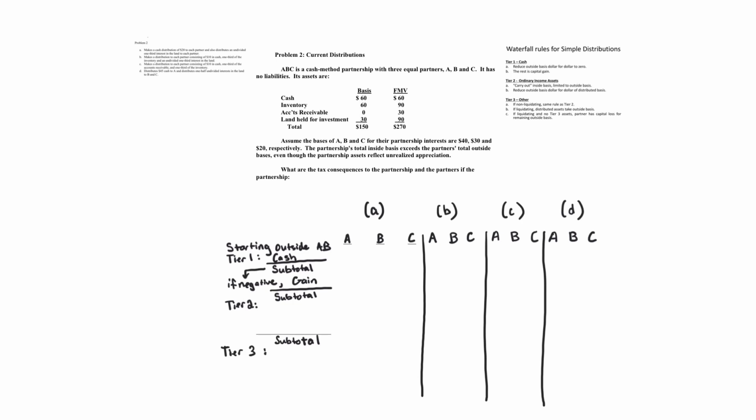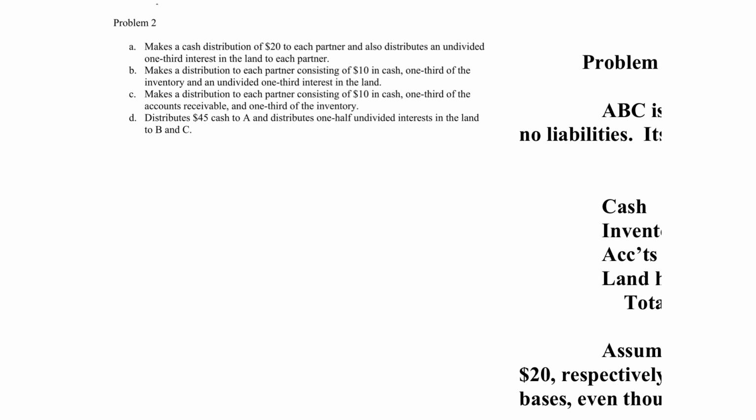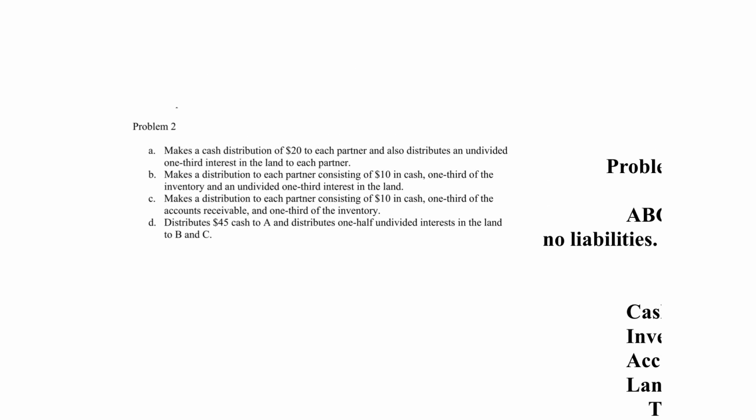And in each situation, A, B, and C are going to receive a distribution from the partnership. So specifically, we're told that in this problem, and I'll remind you as we go through each. In situation A, the partnership makes a cash distribution of $20 to each partner and also distributes an undivided 1/3 interest in the land to each partner. In situation B, the partnership is going to make a distribution to each partner consisting of $10 in cash, 1/3 of the inventory, and an undivided 1/3 interest in land.